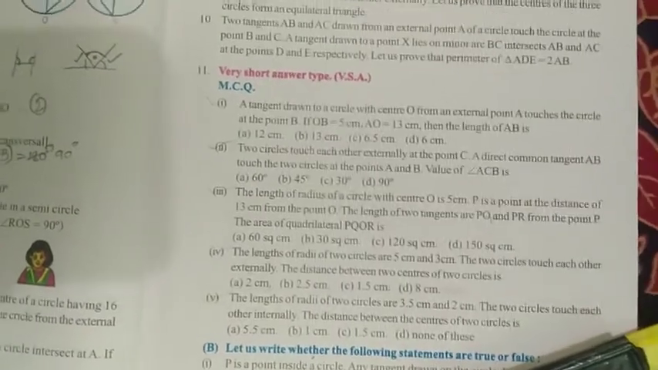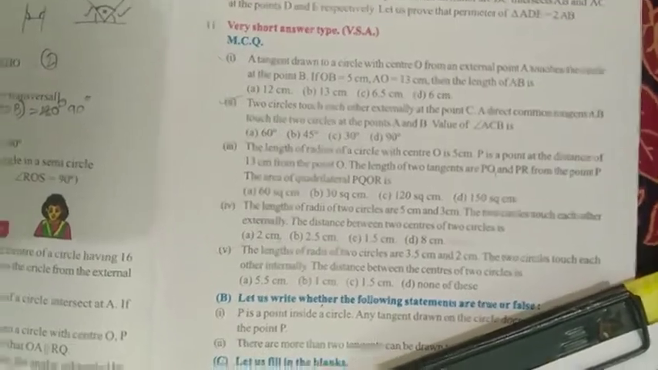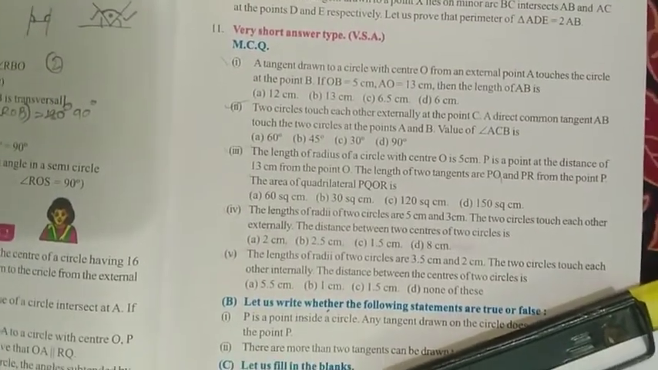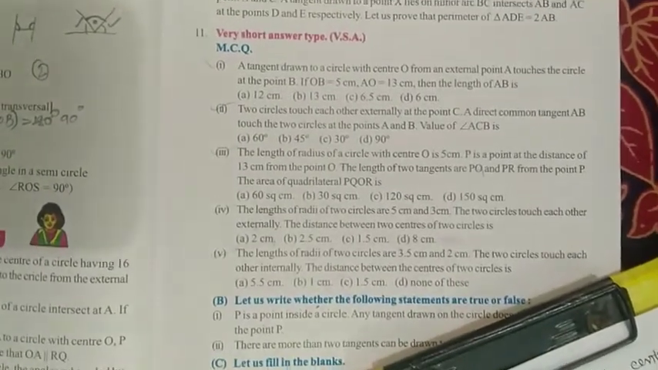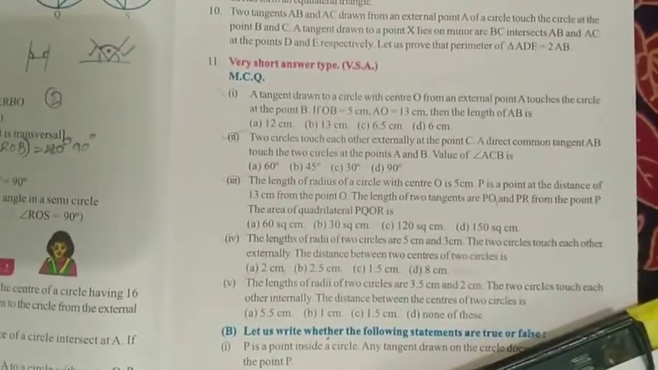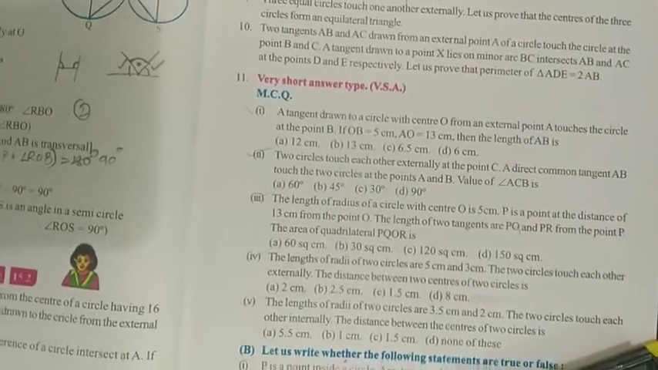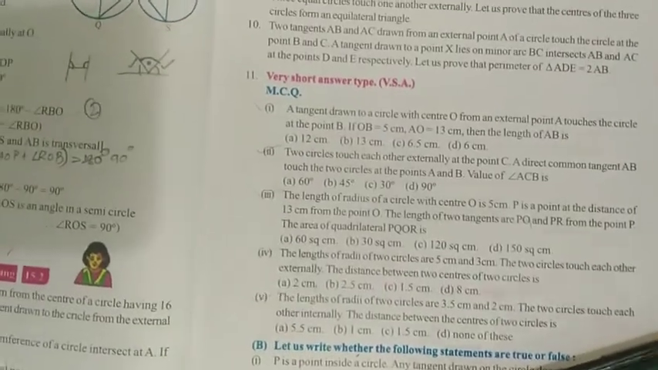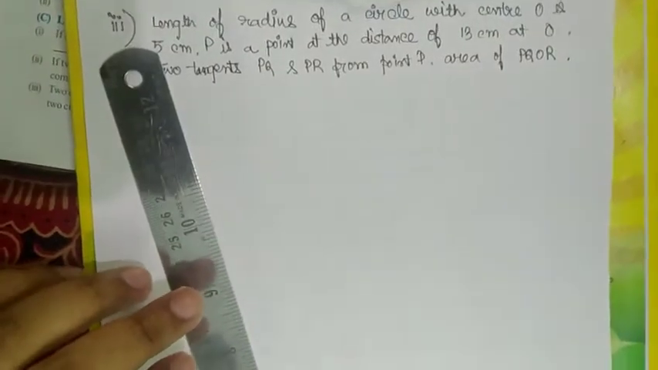Sum number 11 part 3, the length of radius of a circle with center O is 5 centimeter. P is a point at the distance of 13 centimeter from the point O. The length of two tangents are PQ and PR from the point P. The area of quadrilateral PQOR, we have to find the area of the PQOR. I think all these sums 11 part 1, 2, 3, 4, 5, all 5s are very important. From this you can get 1 or 2 short questions definitely in the Madhyamik exam.